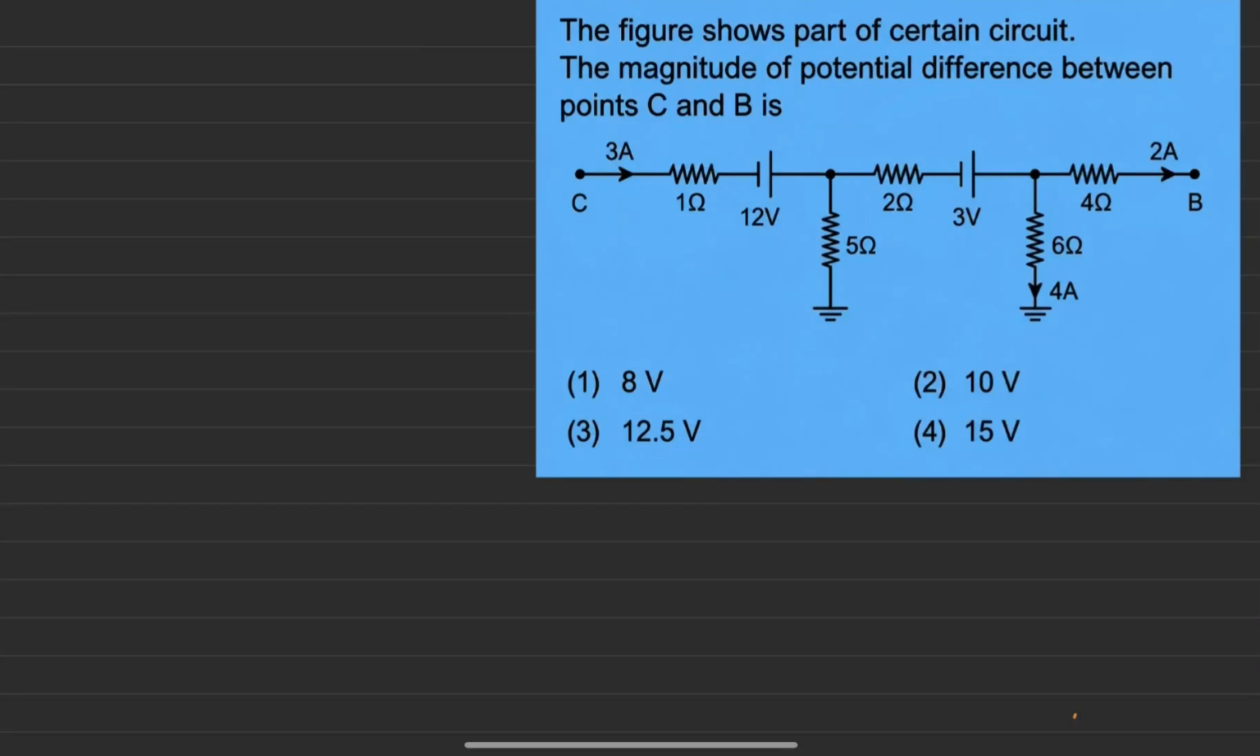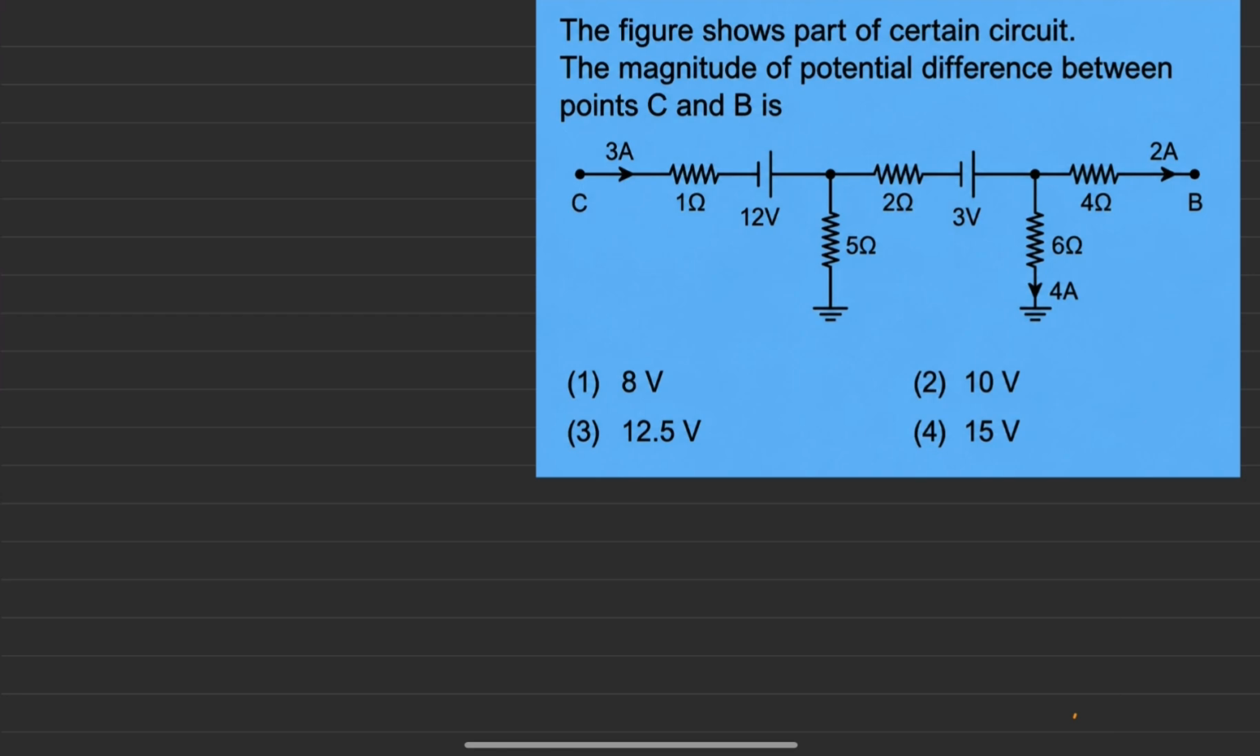Let's go with this question. The figure shows part of a certain circuit. The magnitude of potential difference between point C and B is. So let us understand the current in this circuit, then we'll continue.